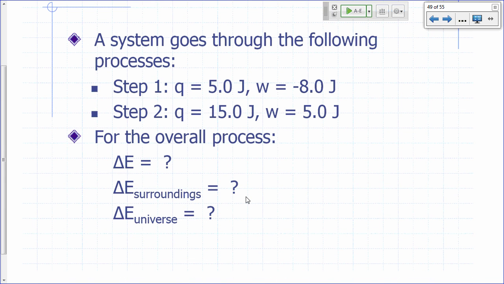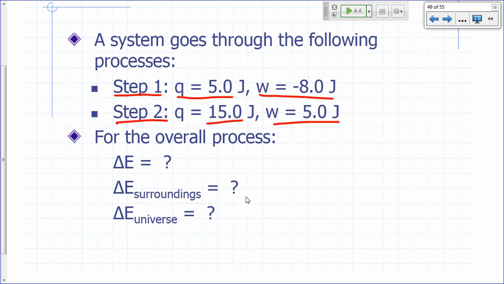Here's a question. A system goes through the following processes. It goes through step 1. Q for step 1 is 5 joules. That means 5 joules went into the system as heat, and the system did 8 joules of work. So W is negative 8 joules. Step 2, Q is 15 joules. W is 5 joules. So in step 2, the system gained 15 joules of heat, and it absorbed 5 joules of work. 5 joules of work was done on it. What's delta E for the overall process?